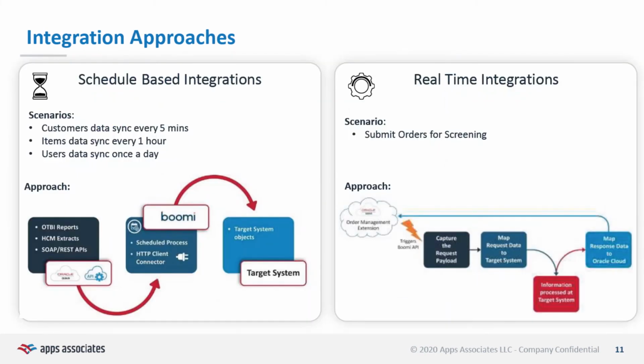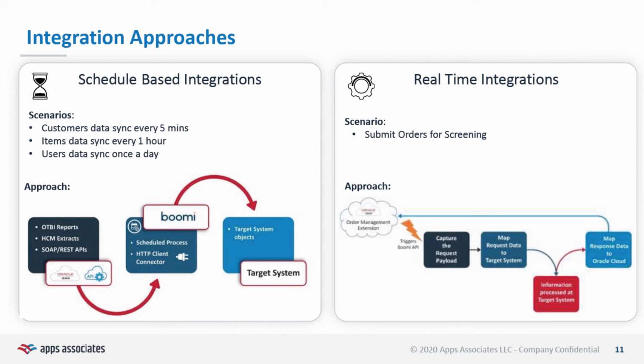Now we'll look at the different integration approaches that can be implemented with Oracle Cloud. So you can develop integrations either on a scheduled basis or a real-time approach. Example scenarios of a schedule-based integration are when we want customer data to be synced every 5 minutes. This is also sometimes referred to as near real-time. Other examples could be item data sync every 1 hour, user data sync once a day, and so on.